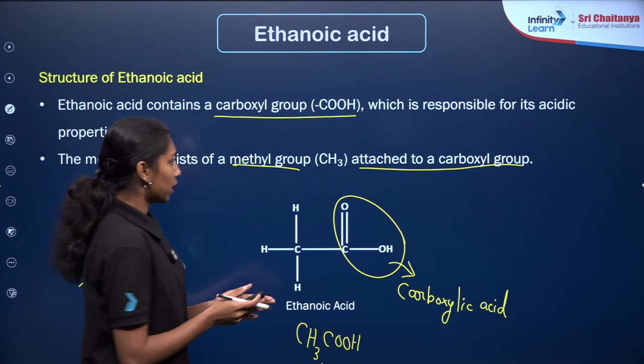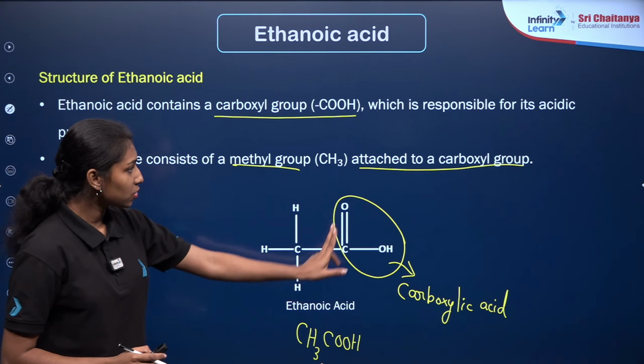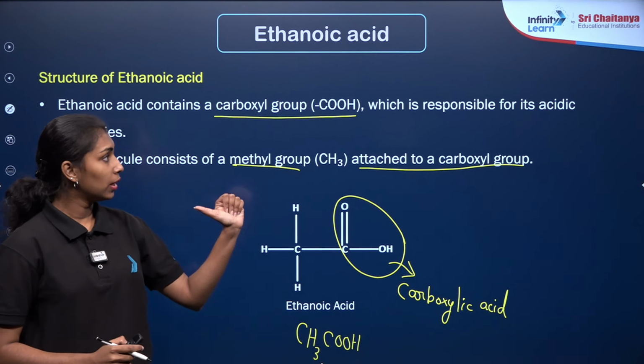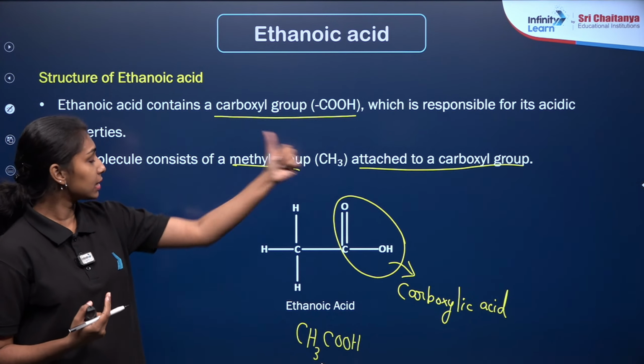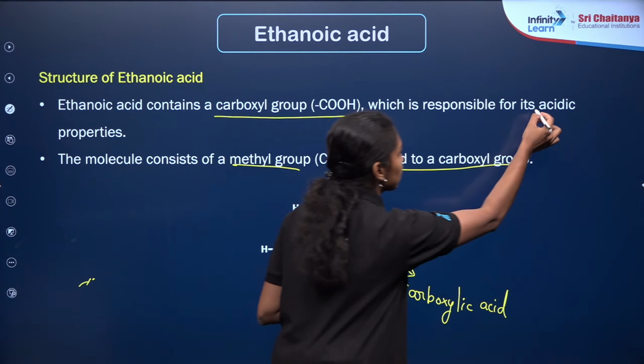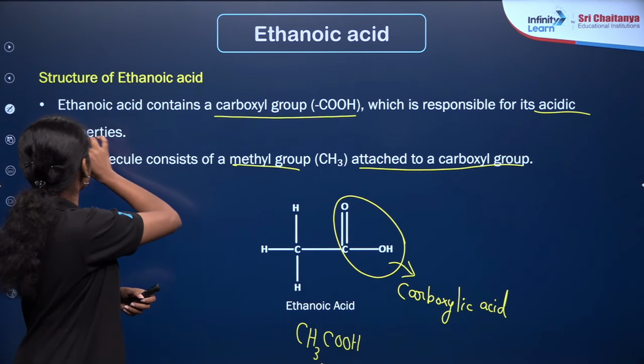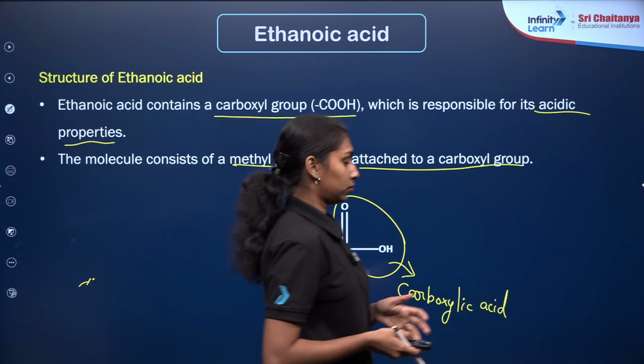So just to explain the structure here, this is a methyl group attached to the carboxylic acid group. So that is why it acts as an acid here, right? It has acidic properties. Clear?